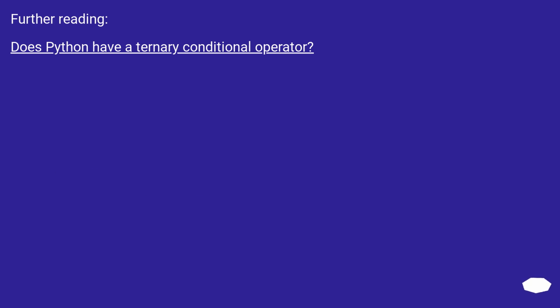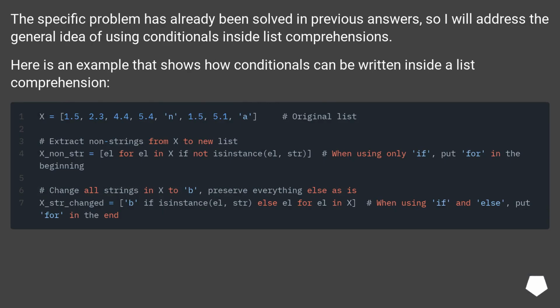Further reading. Does Python have a ternary conditional operator? The specific problem has already been solved in previous answers, so I will address the general idea of using conditionals inside list comprehensions. Here is an example that shows how conditionals can be written inside a list comprehension.